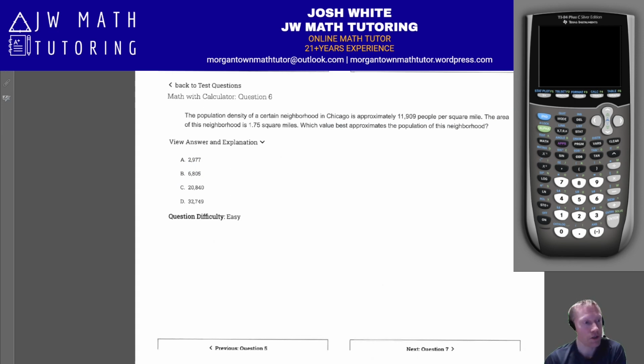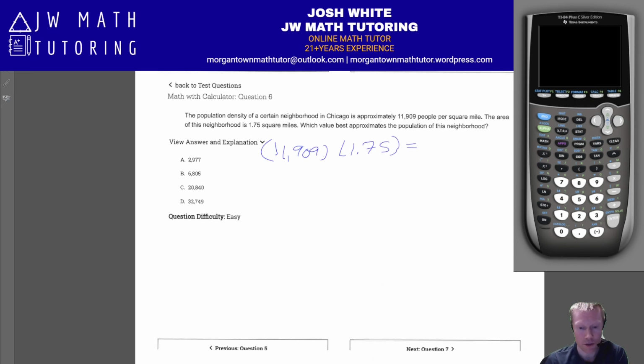All right, moving on to question number 6. This problem is, again, just kind of a unit conversion type problem, but you can solve it using proportions. There are two different ways you could do it. Really, the way you solve this is you take the density, which is the 11,909, and multiply that by the 1.75 square miles, because there are 11,909 people in 1 square mile, but this neighborhood has 1.75 square miles. So you just multiply the two together, and you get your answer.